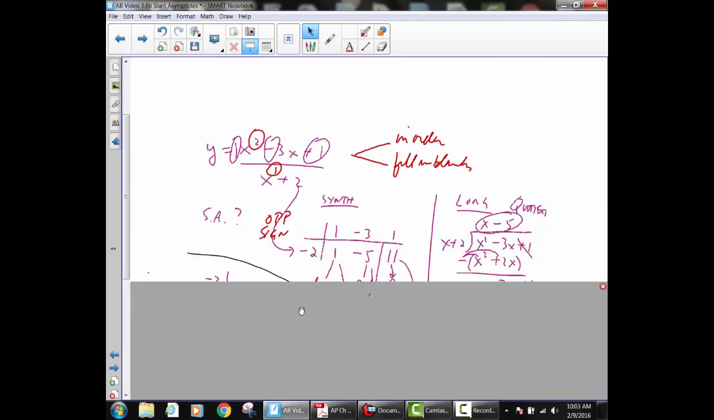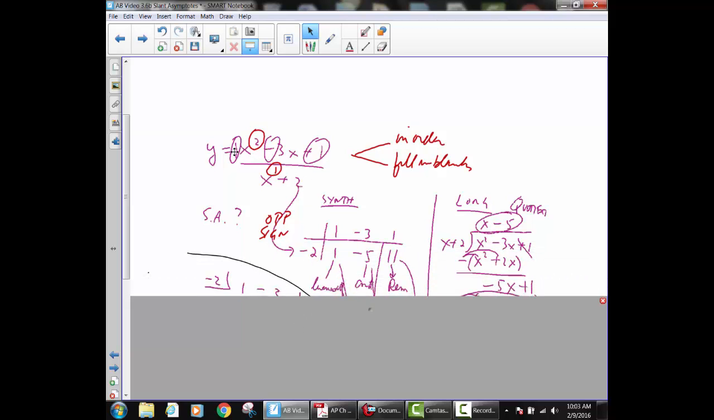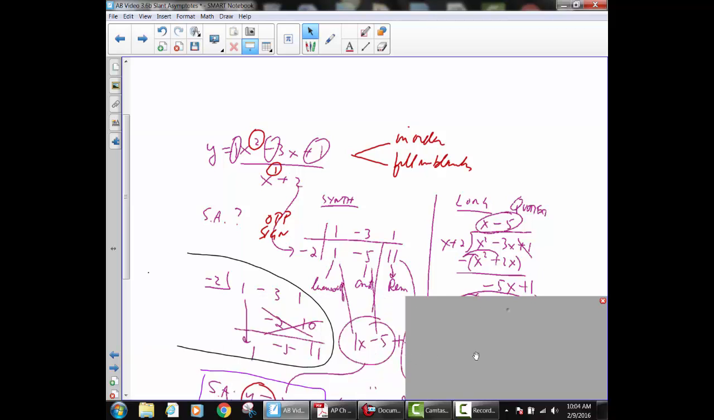There's no missing terms. So for synthetic division, I just take the coefficients of the numerator, 1, negative 3, and 1. I take the opposite sign here, which is negative 2 instead of 2. Bring down the first coefficient, which is 1. Negative 2 times 1 is negative 2. Add that to negative 3, you get negative 5. Multiply, you get positive 10. Add, you get 11.